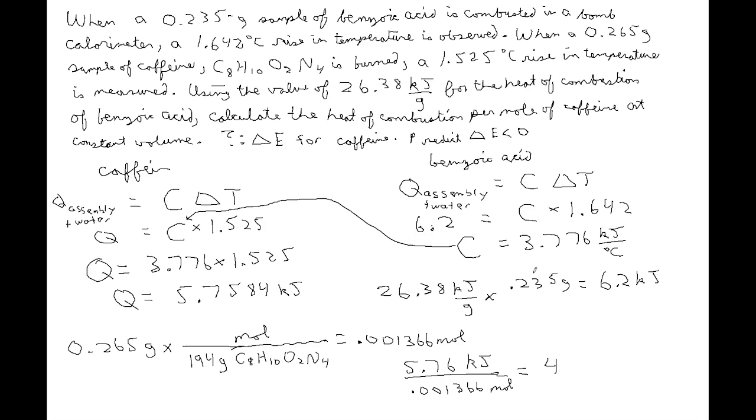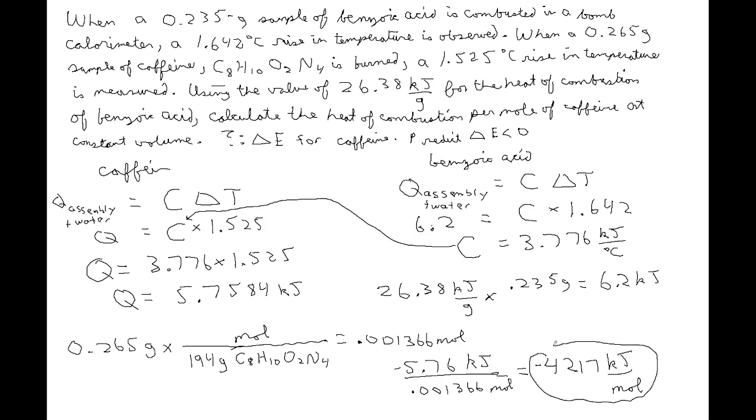What was that last number? 4,215 kilojoules per mole of caffeine for the assembly. And since they're asking it for the reaction, it'll be negative 4,215 kilojoules per mole of caffeine. Okay. Good. So yeah, this was a positive number, but we want the Q. This was the Q for the assembly, so Q for the reaction will be the negative of that.